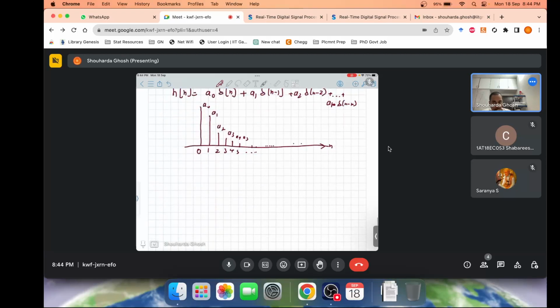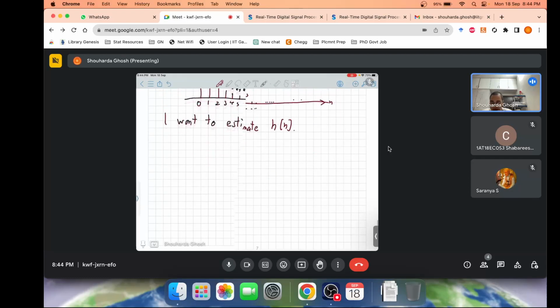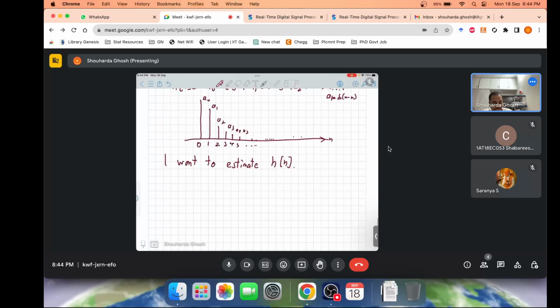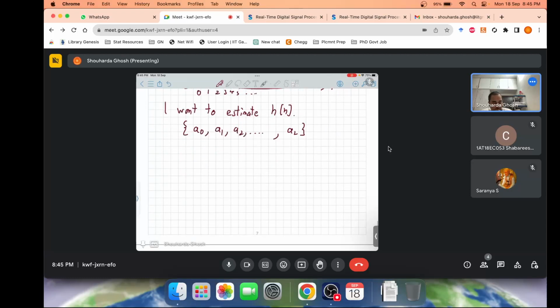Now let's say for some purpose I want to estimate h of n. So what is a method to do that? That is system identification. Our objective here is to identify what a0 is, what a1 is, what a2 is, till something that we can tolerate, or up to a certain range of L.